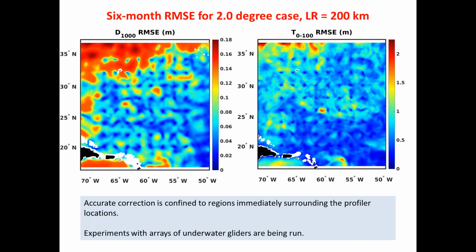And basically you see, again, a sort of dotted pattern. You see large error reduction in the vicinity of the observations, but in between observations, not so much. So again, the necessity to sample with high resolution to really correct mesoscale structure accurately is obvious in this case.